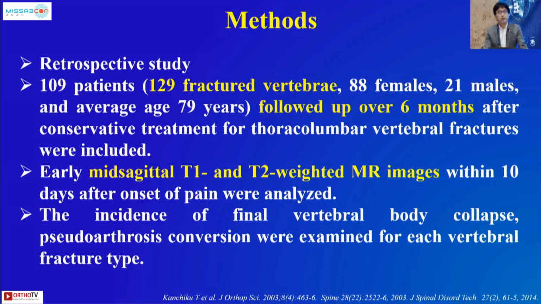109 patients were enrolled in this study, and the follow-up period was over 6 months. Early mid-sagittal T1 and T2 MRI within 10 days after onset of pain were analyzed. The incidence of final vertebral body collapse, pseudoarthrosis, and conversion were examined for each vertebral fracture type.